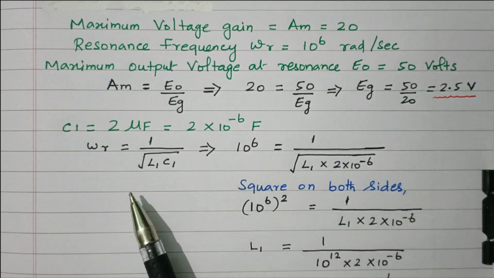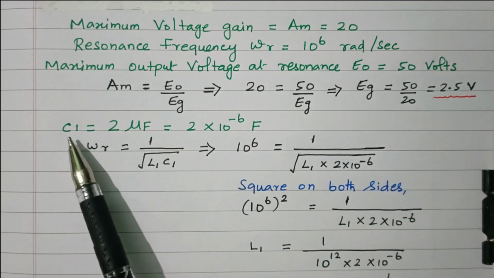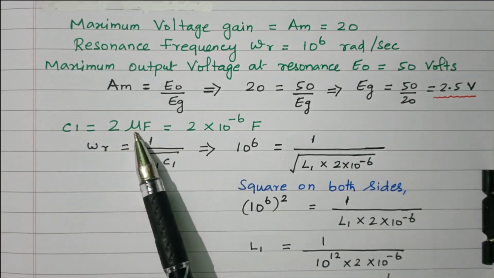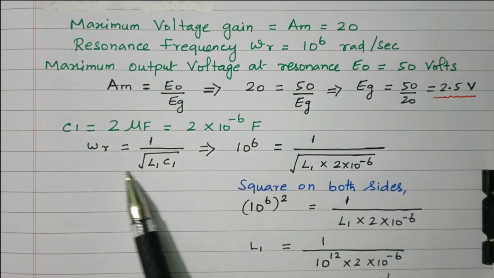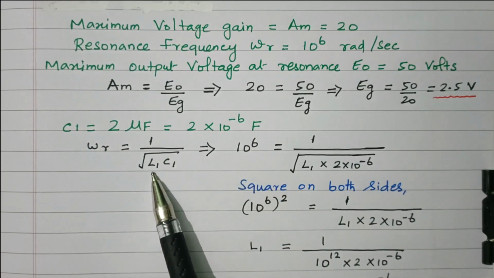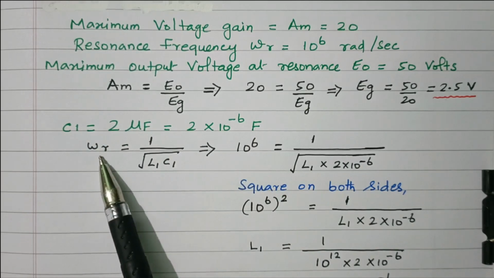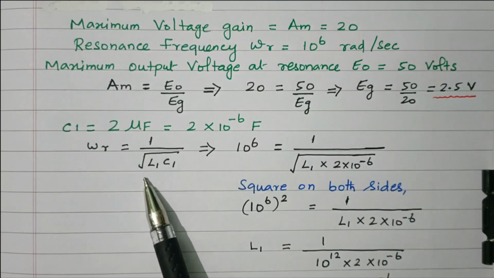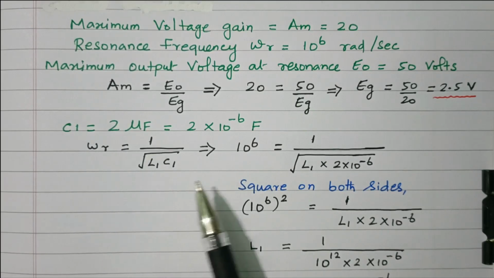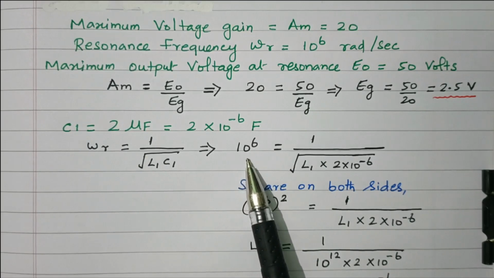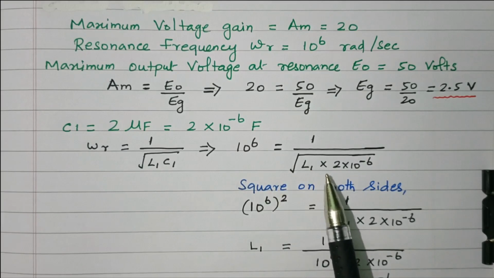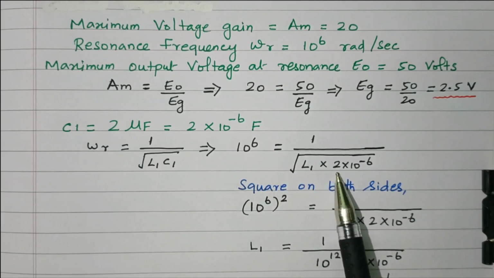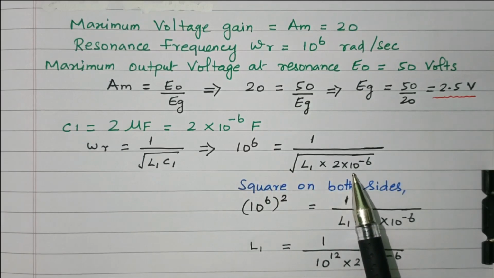Now we'll go to find the L1 value. The C1 value is already given, 2 microfarad, that is 2 into 10 to the power minus 6 farad. So by using this formula we can find L1 value. C1 is available, omega R also available. So omega R equal to 1 divided by square root of L1 C1. Omega R is 10 to the power 6 equal to 1 divided by square root of L1, which we need to find, and C1 is 2 into 10 to the power minus 6.